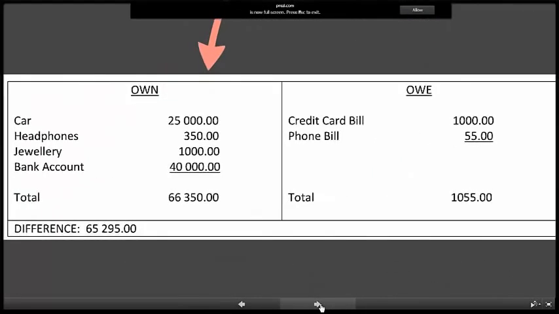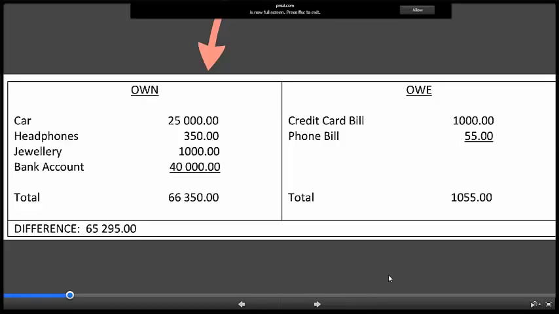Here's an example of one that I did. On the left, I listed everything that I own along with its value, and on the right, I listed everything that I owe. Then I found the difference between the two sides. Take time to do this. Pause the video if you need to.